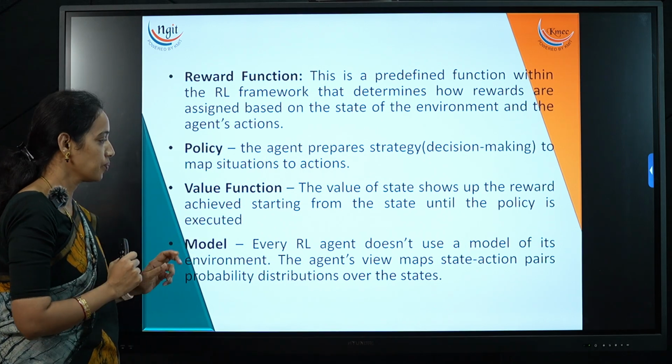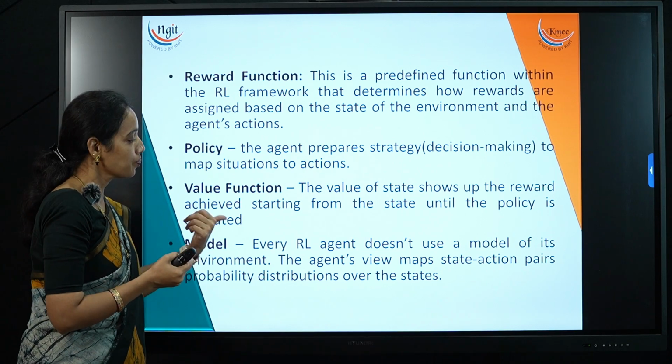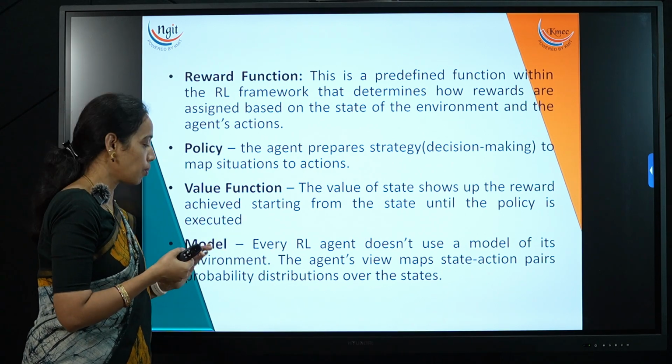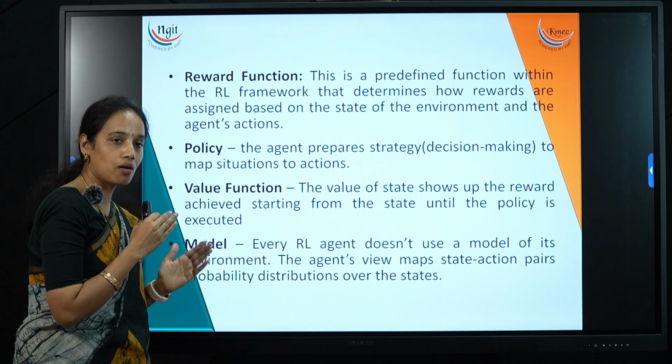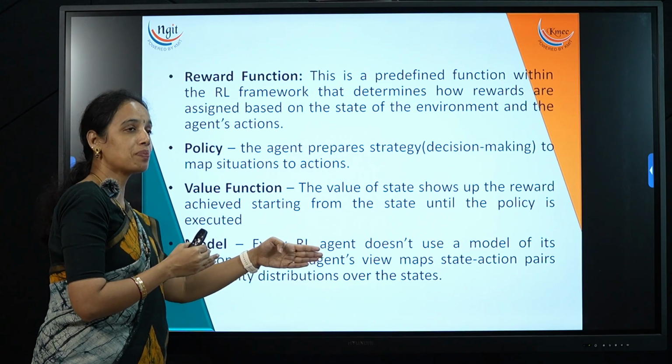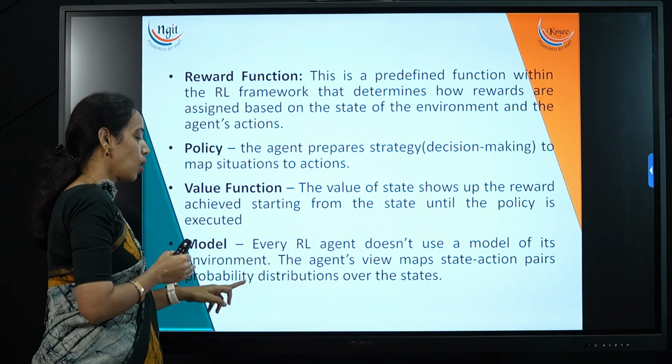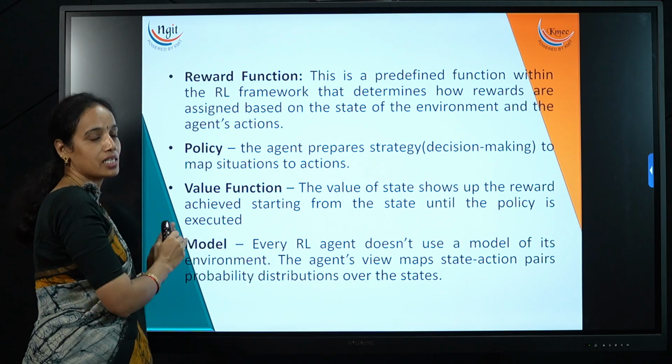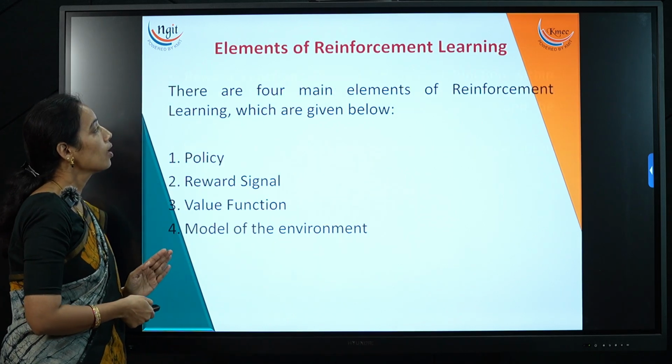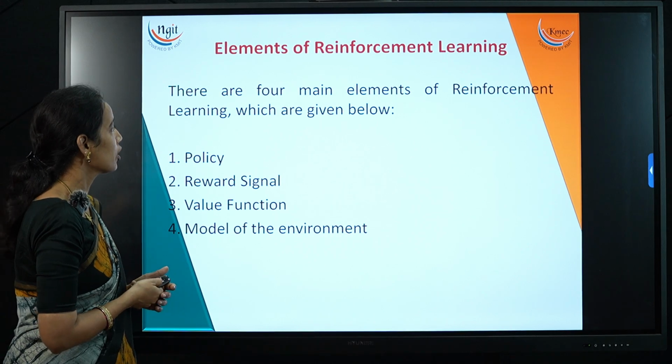Starting in a state, an agent, until a policy is executed, that value is called the value function. And the model: we know that not every RL agent uses a model of its environment. The model maps state action pairs to probability distributions over the states. That is it. Then next, elements of reinforcement learning.